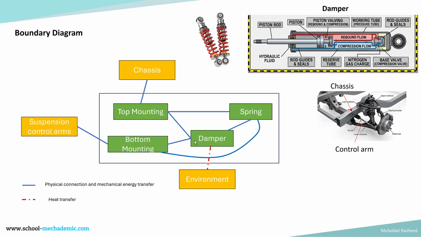And that damper is connected to the bottom mounting, it's connected to the spring mounting, it's connected to the top mounting. So it's connected to all of these systems. The spring is connected to the bottom mounting, and basically there is a heat transfer taking place between the damper and the environment. When the damper is working, it is moving up and down, heat will be generated, and that heat will be given out to the environment, which is shown over here in this hash line. This is the energy transfer, heat transfer taking place outside the boundary. So this is a very basic boundary diagram for a shock absorber for understanding purposes.